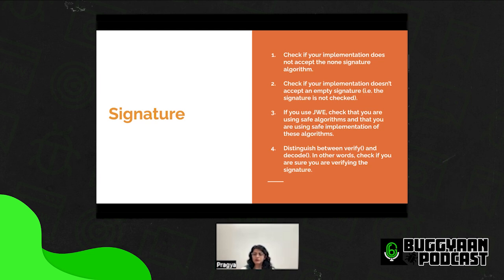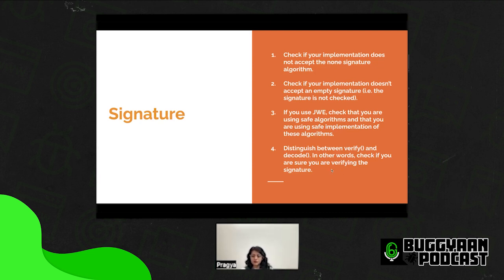Those algorithms should be good. Like they should not be old algorithms which are easily breakable. And even if you're using the latest or good algorithms, make sure that your implementation is safe for them, because most of the attacks happen due to misconfigurations or insecure implementation. So make sure you're not implementing them in an insecure way.